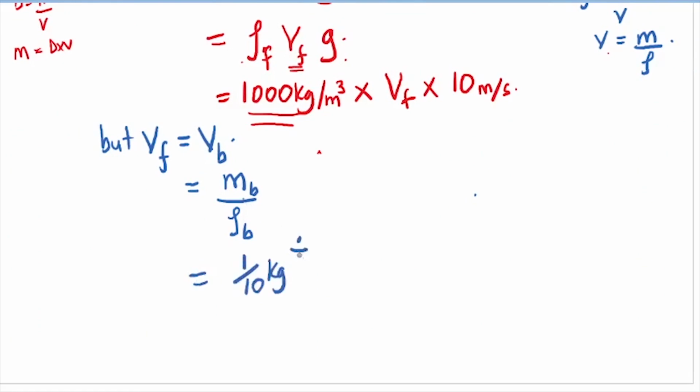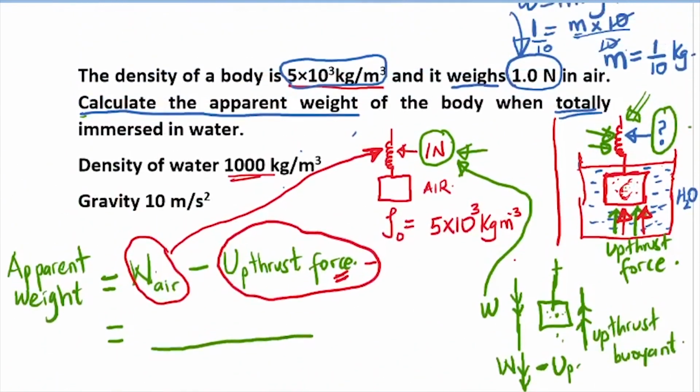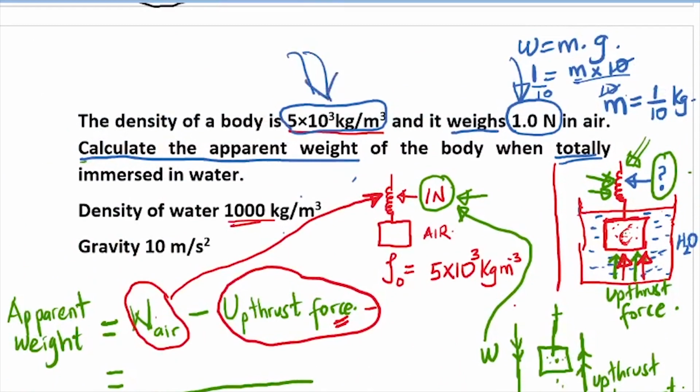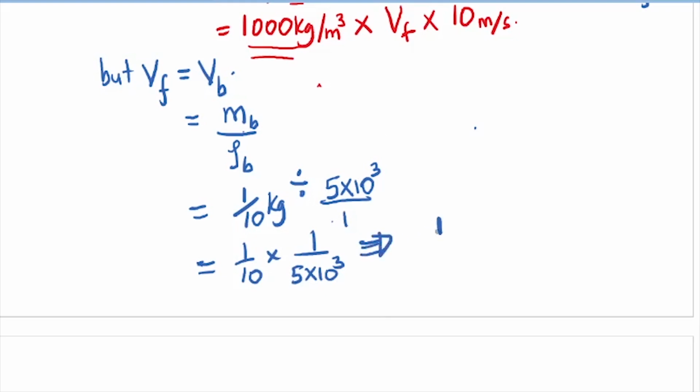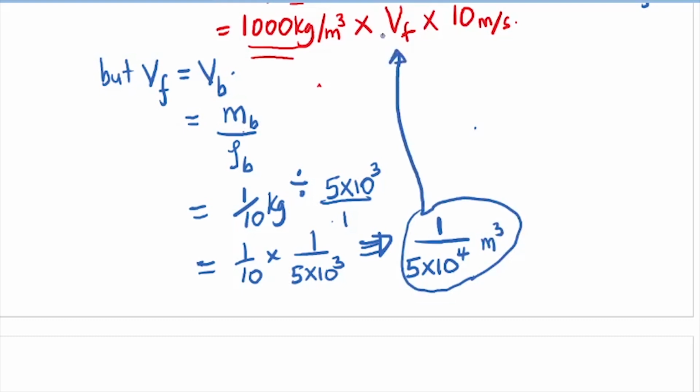Divide that by the density of the body. Now, if you look up here, the density of the body is given. It's right there, 5 times 10 to the power 3. So divide that by 5 times 10 to the power 3. Let's say this is divided by 1. So this is going to become 1 over 10 times 1 over 5 times 10 to the power 3, which is the same as saying it is 1 over 5 times 10 to the power 4. And this is the volume. It is in meters cubed. So this volume is what is going to occupy that.